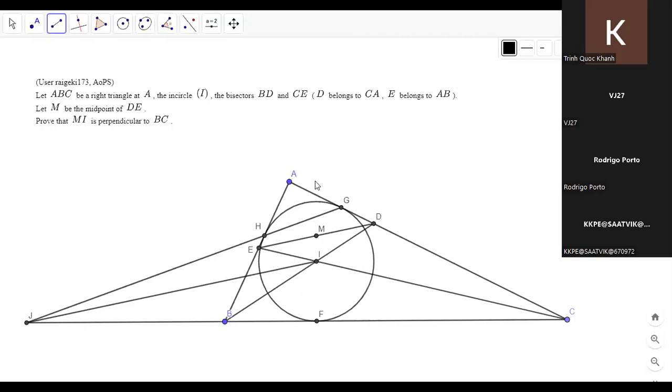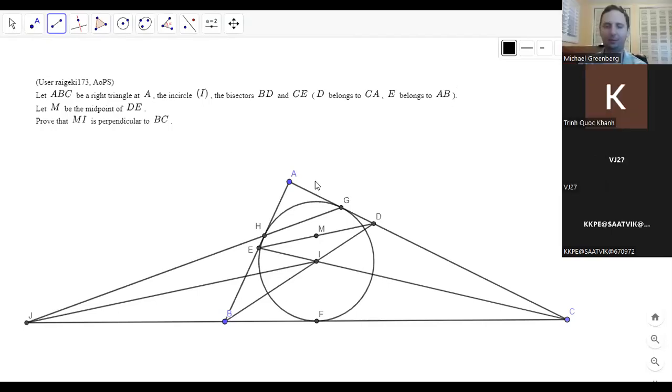So we're on the first problem, and it looks like it should be easy, but I don't see a solution right away. Hi, Michael. Nice to see you. It's been a long time. Oh, yeah, thanks for joining.